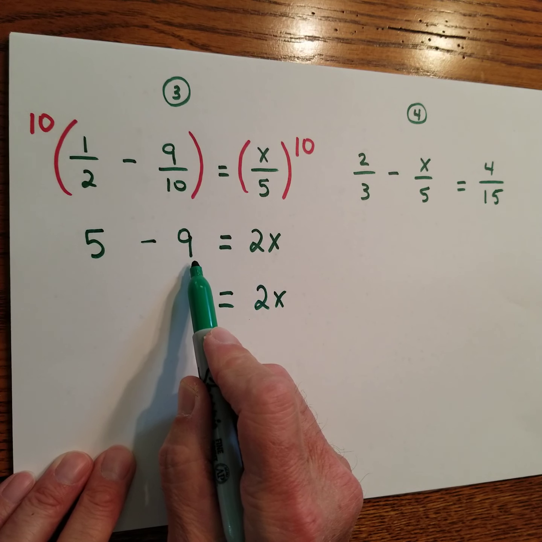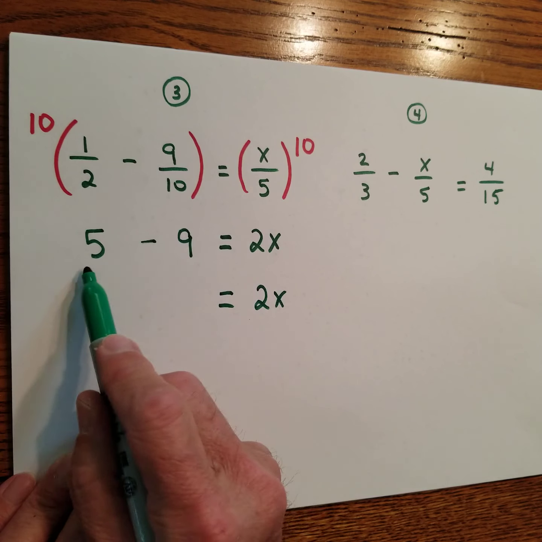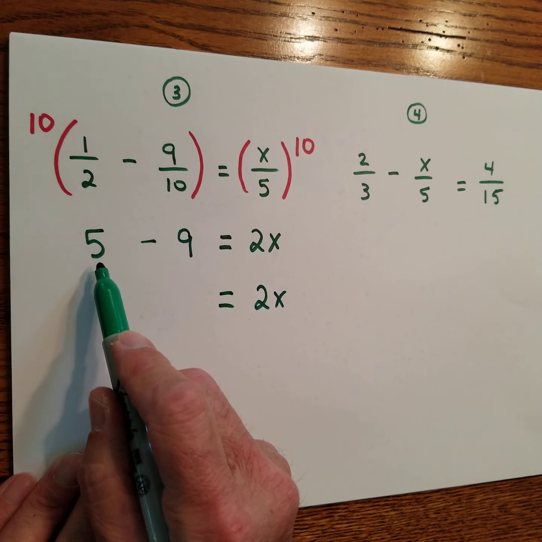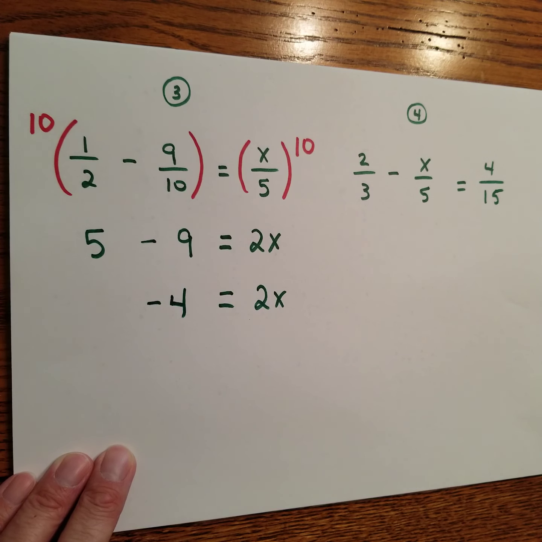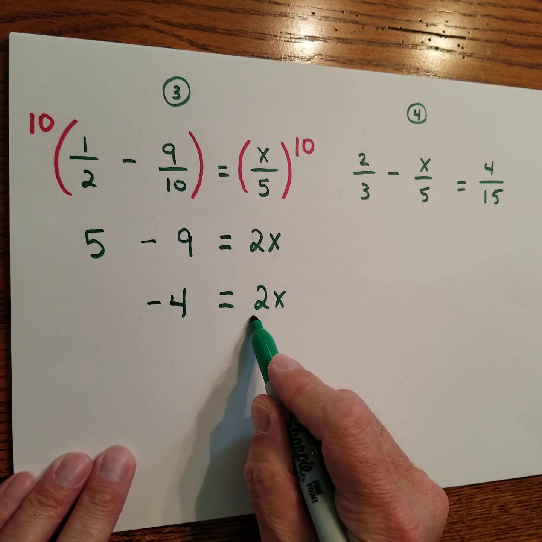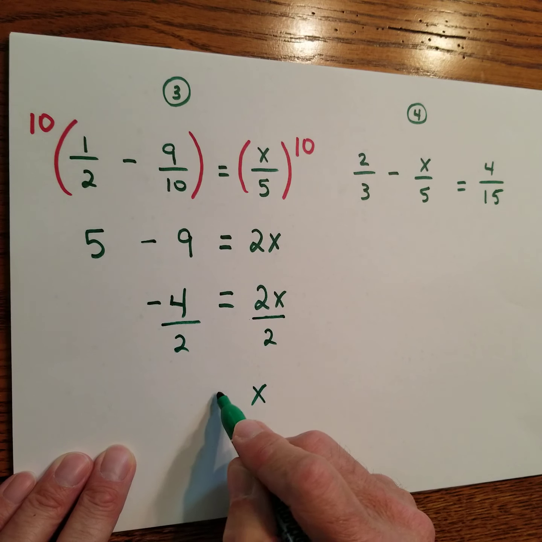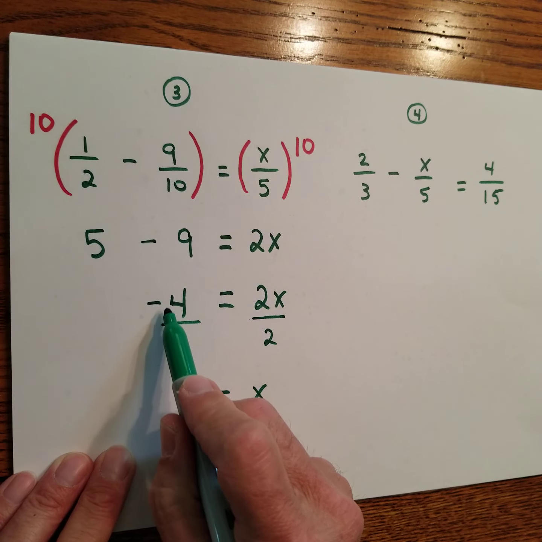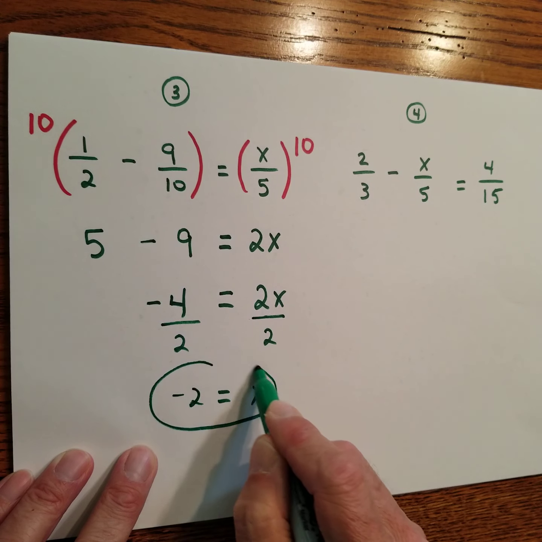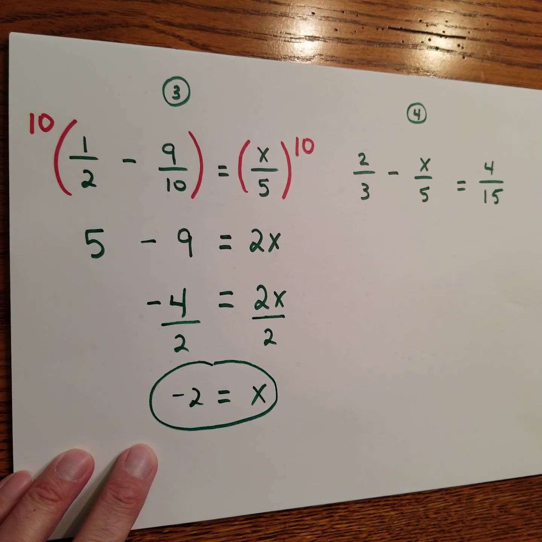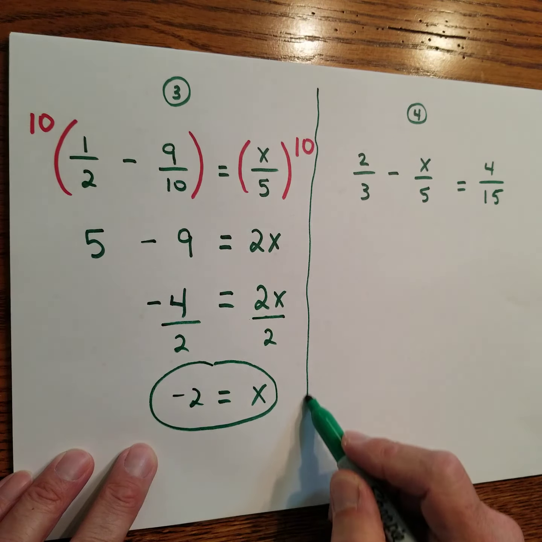5 and 9 are like terms because neither one has an x. So I can put those together. I can combine. 5 minus 9 is -4. Now get x by itself by dividing by 2. A negative divided by a positive is a negative. I like -2 for a final answer there. Those are challenging. Let's try one more.